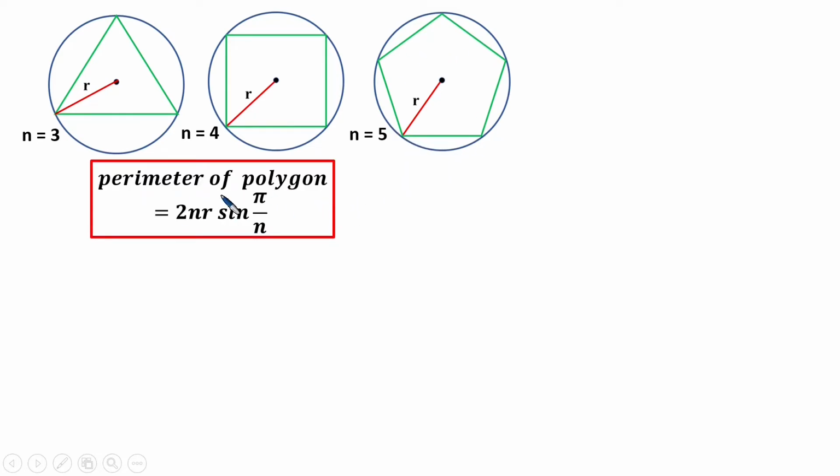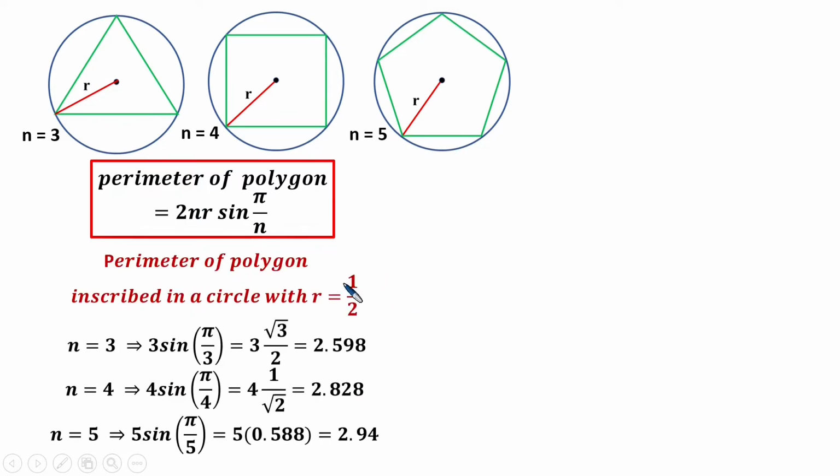Okay, so here the perimeter of a polygon is given like this. This is a formula, and here you see for r equal to half. If I take r equal to half, 1 by 2, the 2s get cancelled, n equal to 3, sine of pi by 3. Then for sine of pi by 3, you see the trigonometric table, and I have shown you how to write the table. From the trigonometric table, you get sine of pi by 3 is root 3 by 2, and if you multiply this, you get 2.598.